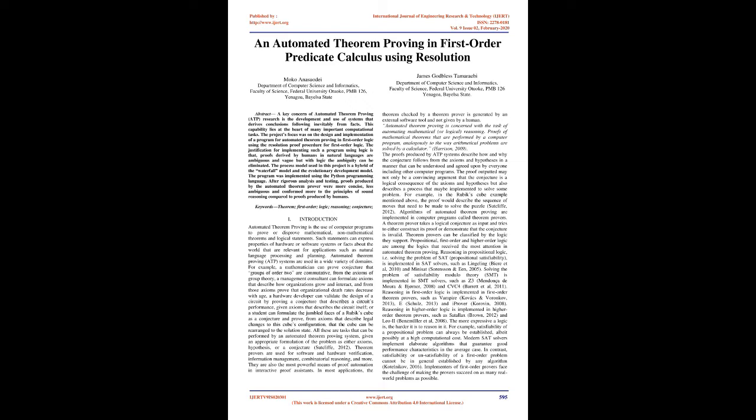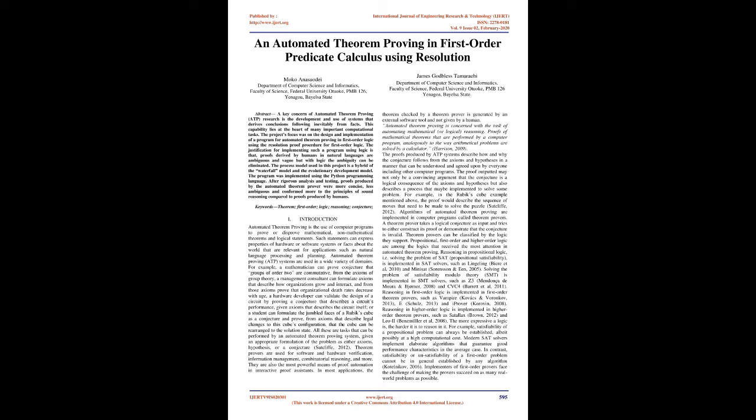Proofs of mathematical theorems are performed by a computer program, analogously to the way arithmetical problems are solved by a calculator. Harrison, 2009. The proofs produced by ADP systems describe how and why the conjecture follows from the axioms and hypotheses in a manner that can be understood and agreed upon by everyone, including other computer programs.